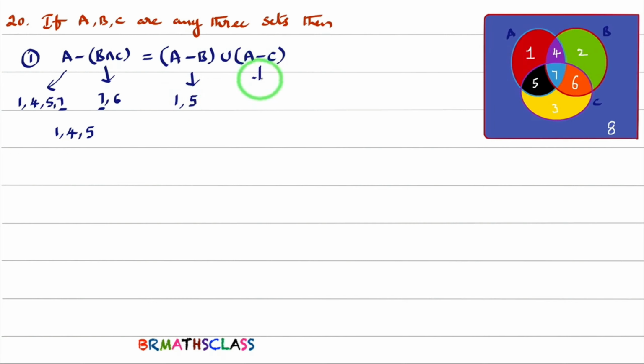Okay. What about A minus C? A minus C means all the elements present in A but not in C. You observe here. This is C. What is A minus C? A minus C is 1, 4. Correct? Okay. Now you do the union of these two things. So what about the union of these things? 1, okay. And all the things will come. We won't write 1 again. 1, 4, 5. You can observe here.